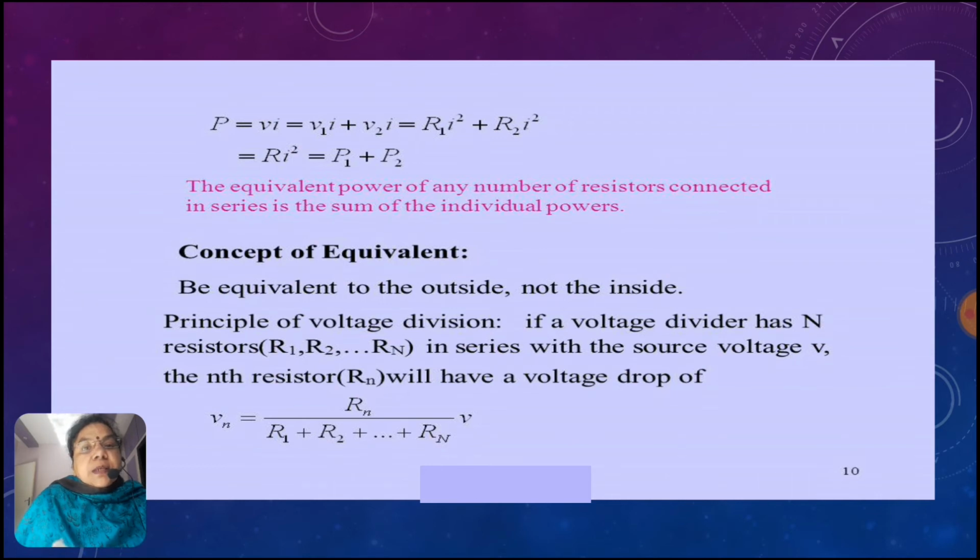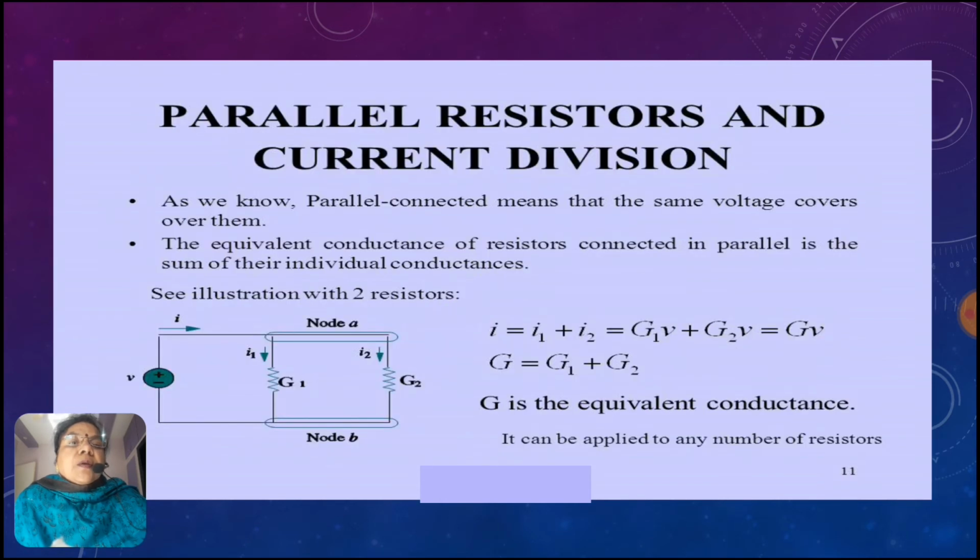Be equivalent to the outside, not the inside. Principle of voltage division: if a voltage divider has n resistors R1, R2 up to Rn in series with the source voltage V, the nth resistor Rn will have a voltage drop Vn equal to Rn upon R1 plus R2 up to Rn, into V. So the total current is found out first, then it is applied to the current across the particular resistance Rn.